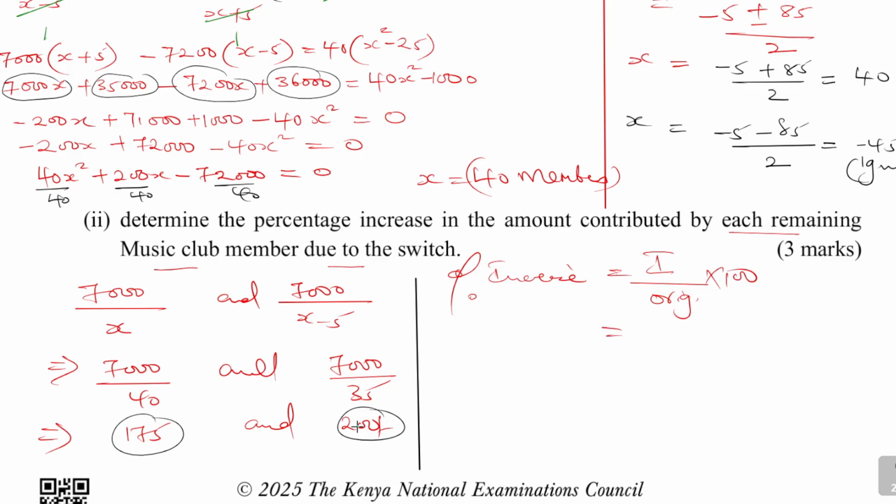So the increase is from 175 to 200. Just get the difference, that is the increase, divided by the original. The original is 175, that is before the switch, and then everything here you multiply by 100. So when you work out this one very well using the calculator, 200 subtract 175 divided by 175 multiplied by 100, you'll get 14 and 2 divided by 7%, and that is the percentage increase, and that is how you're supposed to solve that question.